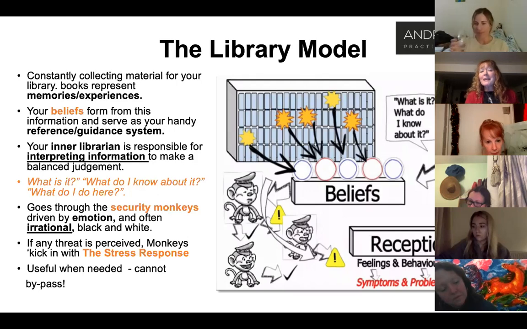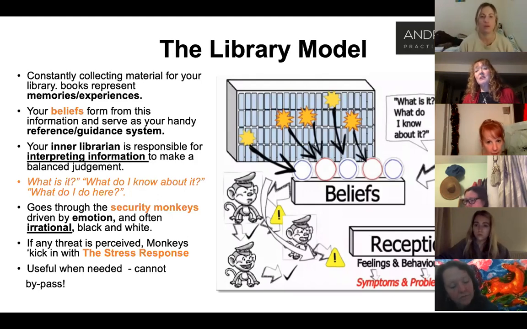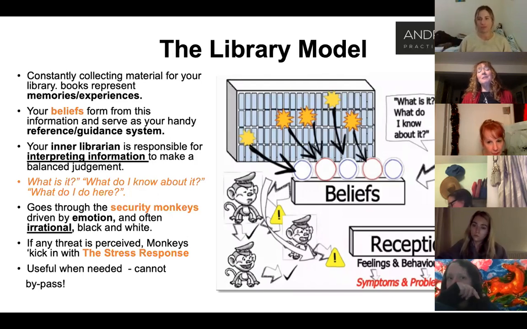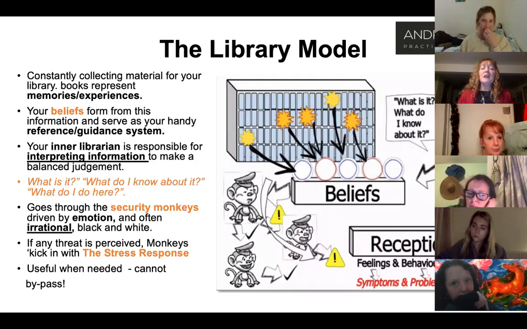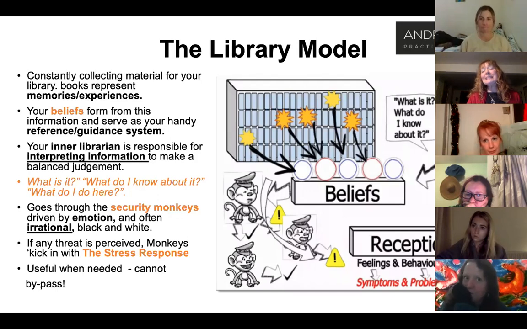So your monkeys are looking for any threat, and what that creates is what we know as the stress response. It's very useful at times, mainly designed to help protect us from things we need to be afraid of physiologically, but it tends to end up having a psychological response as well. So that's what you actually have to go through. That's the library, a slightly more detailed version of the pyramid.